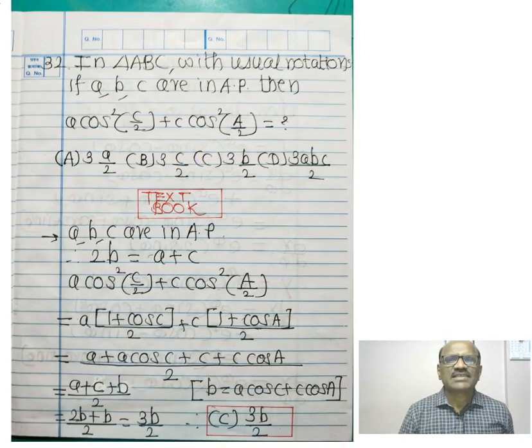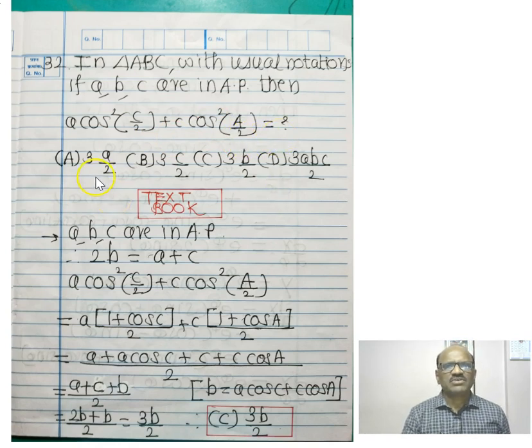Now we'll see the next example. In triangle ABC with the usual notation, if A, B, C are in arithmetic progression, then what is the value of a cos² (c/2) + c cos² (a/2)? Again, this is a question from the textbook. The options are 3a/2, 3c/2, 3b/2, and 3abc/2.